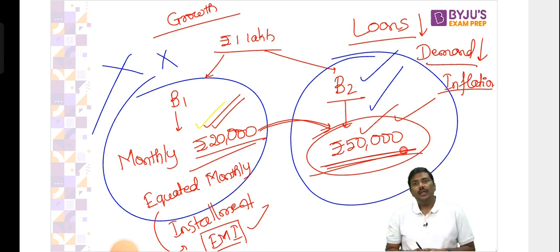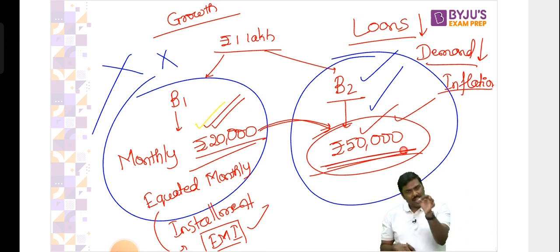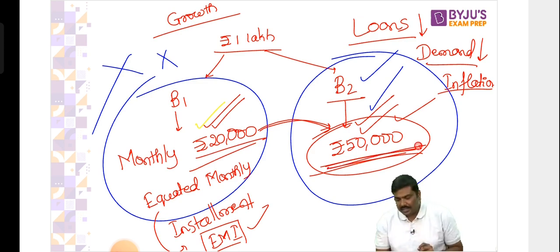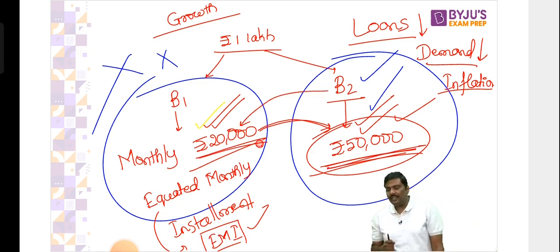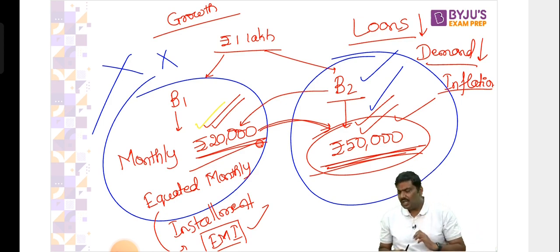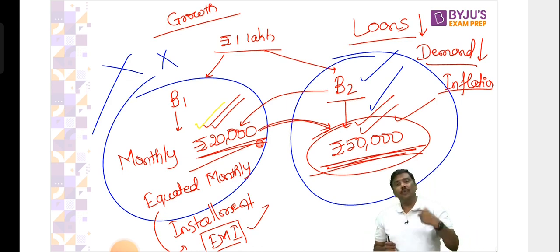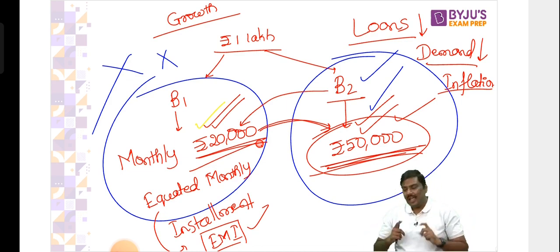Okay, so understand this. Imagine RBI wants to promote growth now. Right now the loans being offered have an EMI of 50,000. RBI will tell the banks, reduce the EMI component from 50,000 rupees to, let's say, 30,000 or 20,000. When the EMI component comes down, people will take more loans. When they take more loans, demand increases. When demand increases, production increases. That will promote growth.